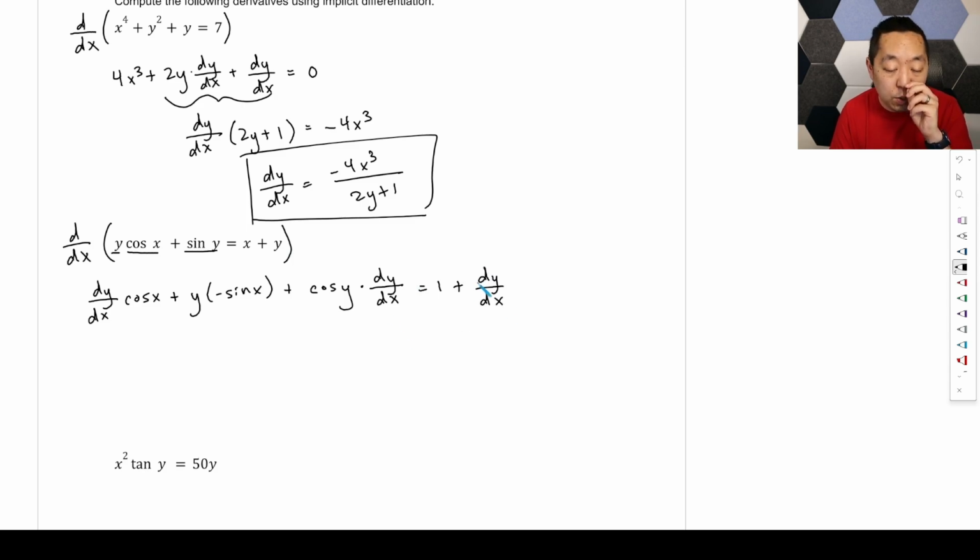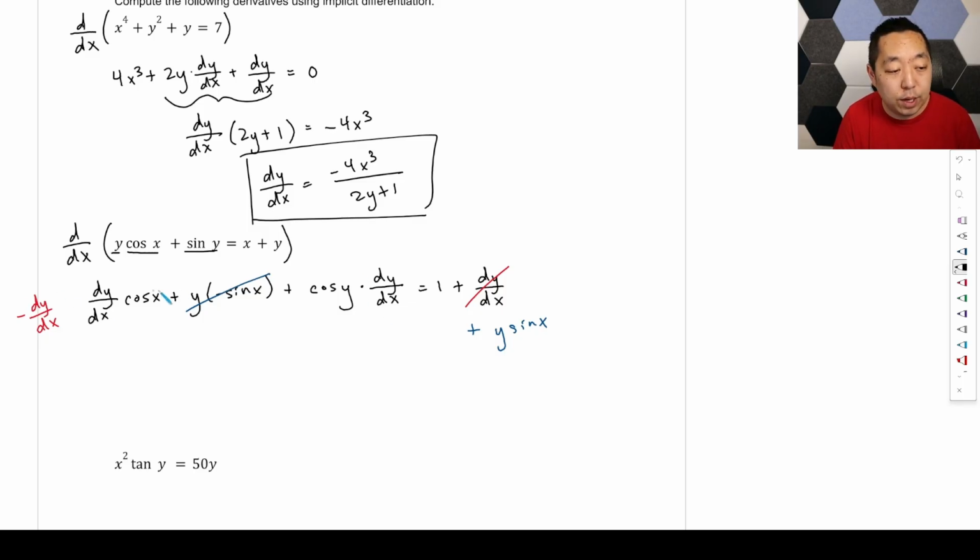Now we want all the dy/dx's over, so we're going to move this guy over to this side by subtracting dy/dx, right? That will get rid of that. And then anything without a dy/dx, we want to move over, so we're going to add over here y sine x to get rid of that guy, right?